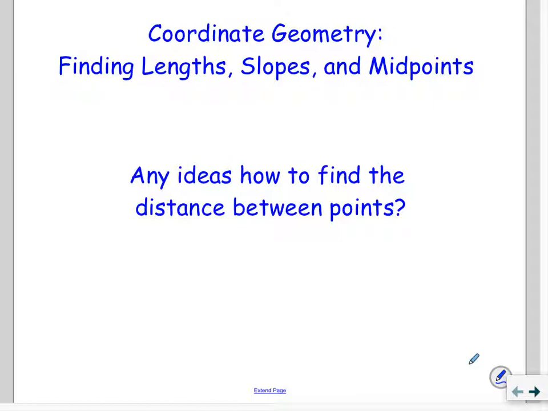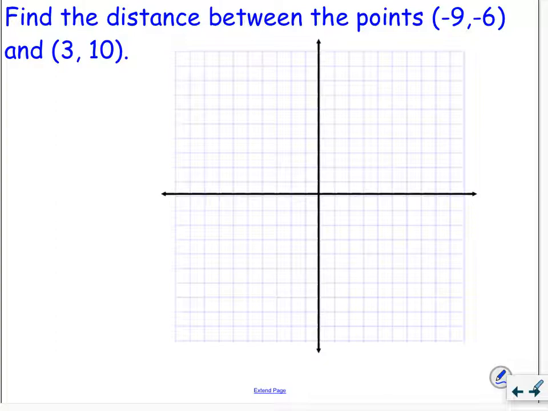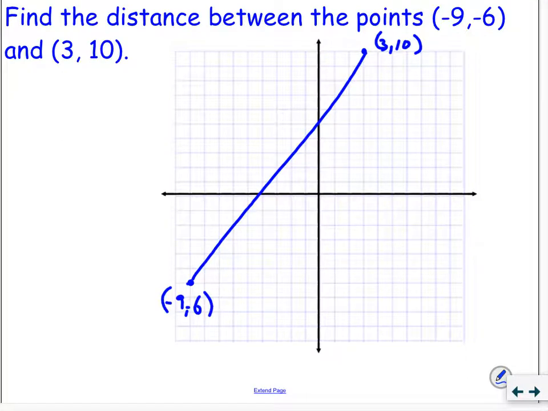You may want to grab a piece of graph paper. If you haven't done so, please do. So suppose we want to find the distance between these 2 points. Well, of course, you're going to draw your x and y axis. You're going to go down to -9, -6, which looks like it's right about here. You're going to go over to where 3, 10 is. You'll do a much better job than I will because you'll have a ruler and I don't. So you're going to draw that segment in there.